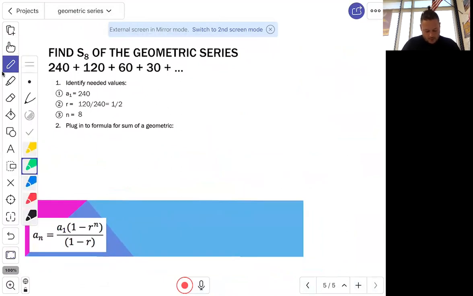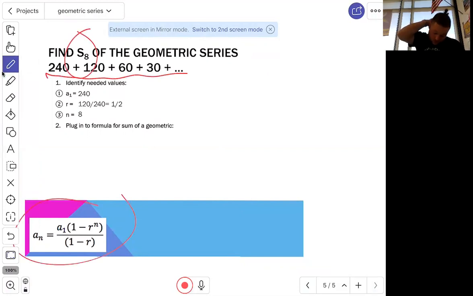So here we go. Let's use red this time. I need to find S8, the sum of the first 8 terms of this geometric series. Here is my formula right here. So I'm just going to start plugging in. I'm going to go S of 8, because I want to find the first 8 terms added together. My a1 is 240.